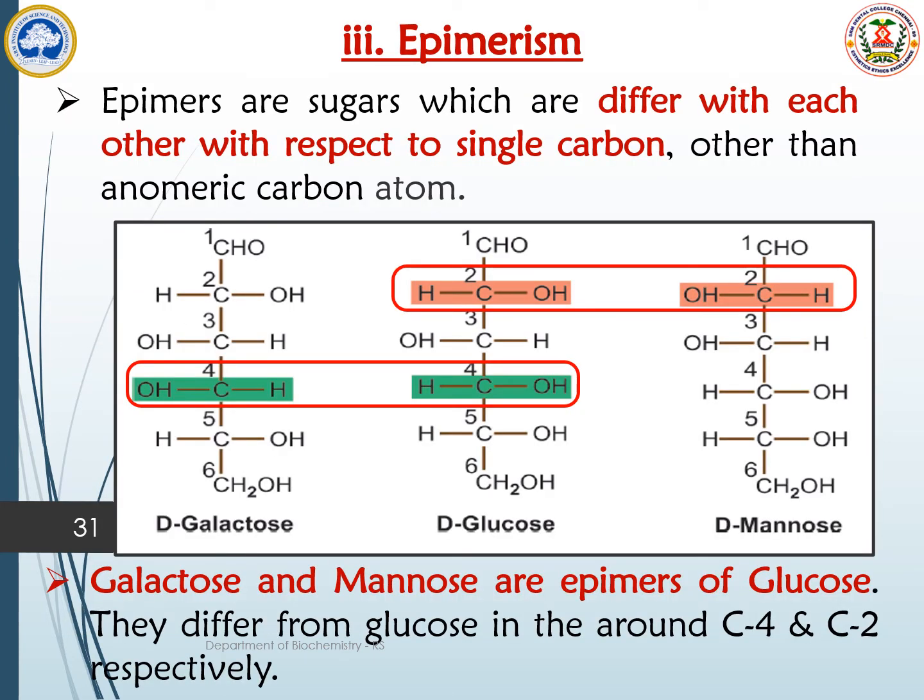Epimerism. The asymmetric carbon in the structure of sugar enables this property. Epimers are sugars which differ from one another only at a single carbon other than the anomeric carbon. Here is a picture showing the epimers of glucose, that is galactose and mannose. Galactose and glucose differ only at the fourth carbon. Similarly, glucose and mannose differ only at the second carbon. The other carbons are the same. So galactose and mannose are epimers of glucose because they differ from glucose only at the fourth and the second carbon respectively.